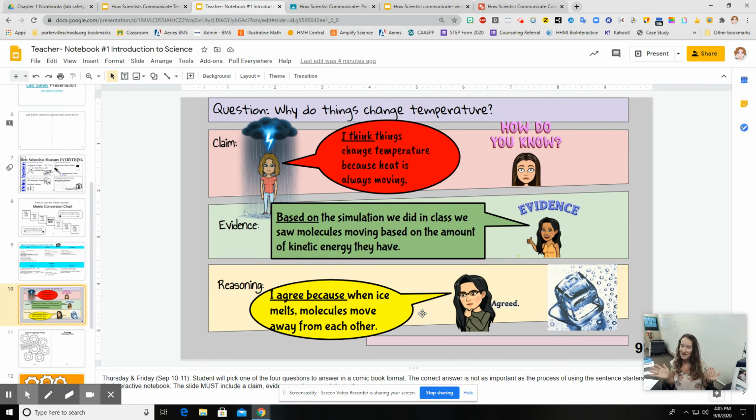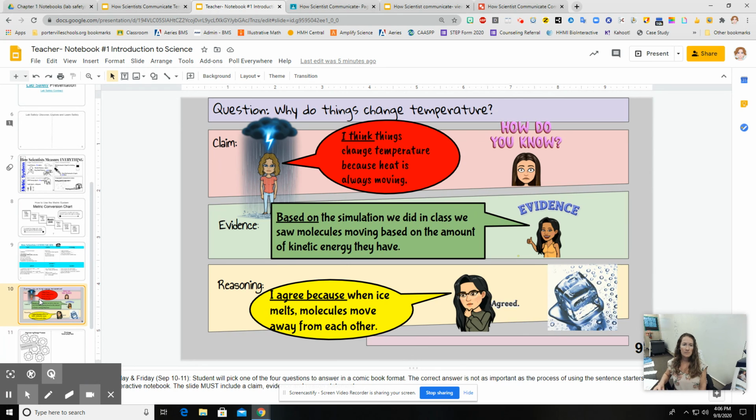So you don't have to have a Bitmoji to do this. You don't need to add your Bitmoji in, but it does allow you the creativity of expressing yourself. You do need to have different colors. Claim is red, evidence is green, reasoning is yellow. You need to have your question, and you need to underline the sentence starter or the sentence frame that you are using, and it should flow like a conversation. Okay? So as you work through that, please let me know if you have any questions or concerns, but that is slide 8 and 9.